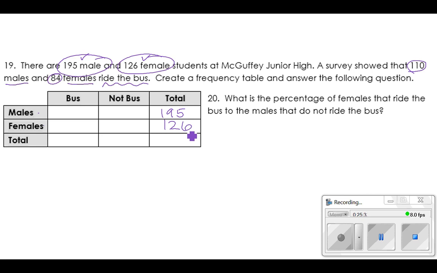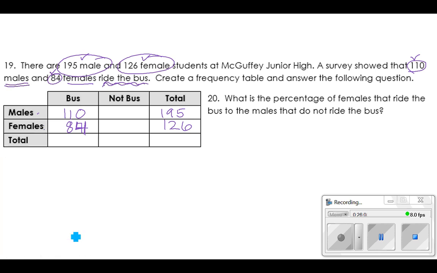Then we have 110 males ride the bus. So let's go to the males and go to bus and put 110. And then 84 females ride the bus. Once you have those numbers in, then you just have to do addition and subtraction to find the other missing numbers.